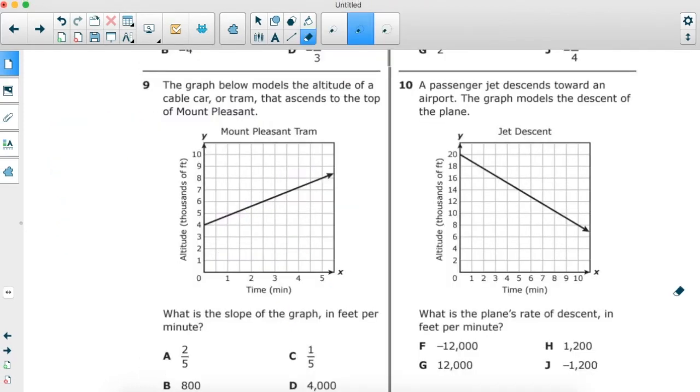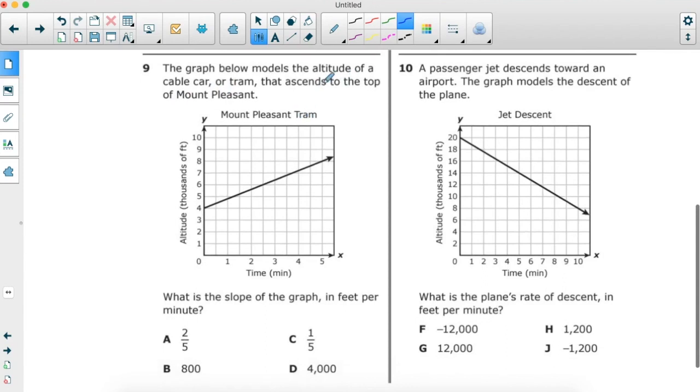Okay, let's move on to number 9. Okay, so it says the graph of the model shows the altitude of a cable car or tram that ascends to the top of Mount Pleasant. What is the slope of the graph in feet per minute? Okay, so first it's asking for slope, and they want it in feet per minute. And if you look at your graph, you're going to notice that it's y over x, which is what we've been doing for slope, the change in y over the change in x.